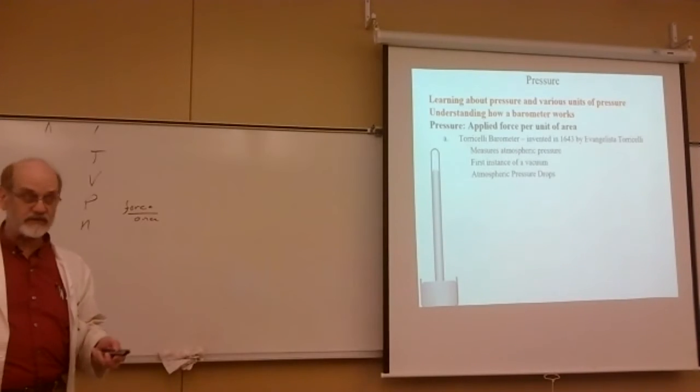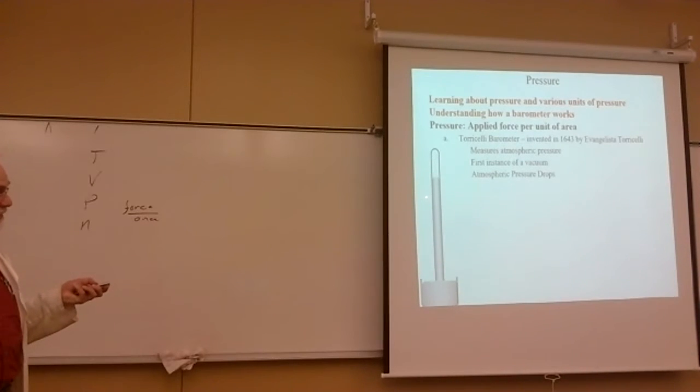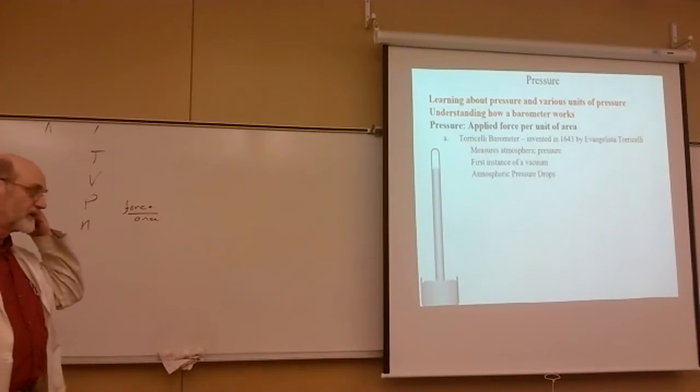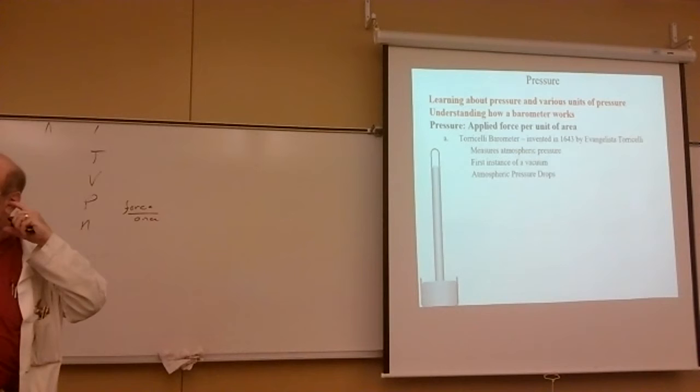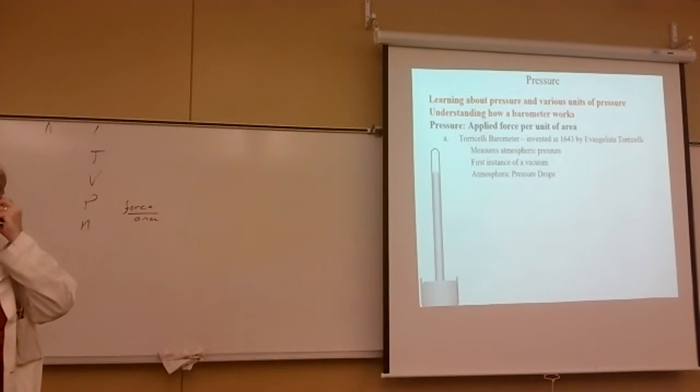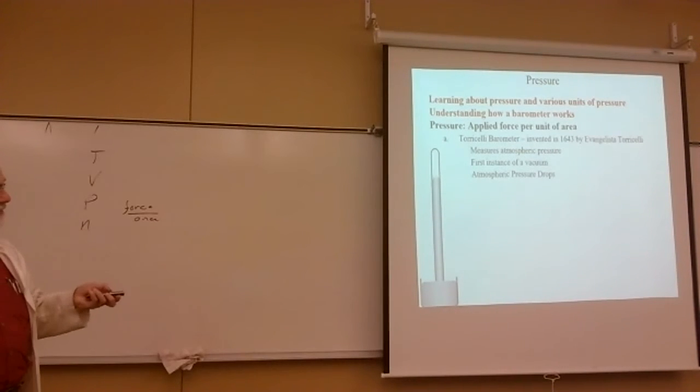If the force decreases, then this column decreases. Force increases, then the column goes back up. So that was the first measure of atmospheric pressure. And all you had to do was just make a mark here and then watch it. Basically, what he's talking about is like your globe upstairs.